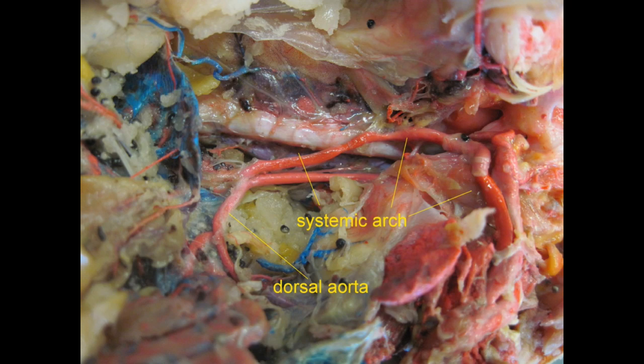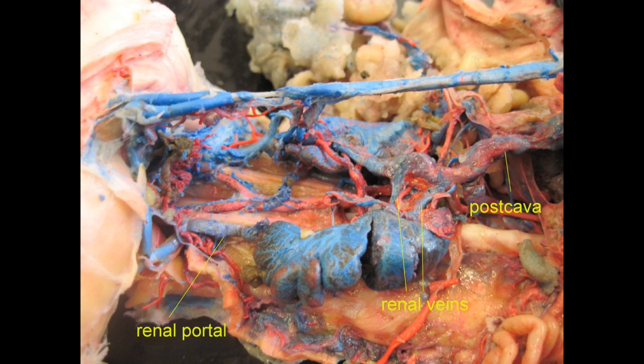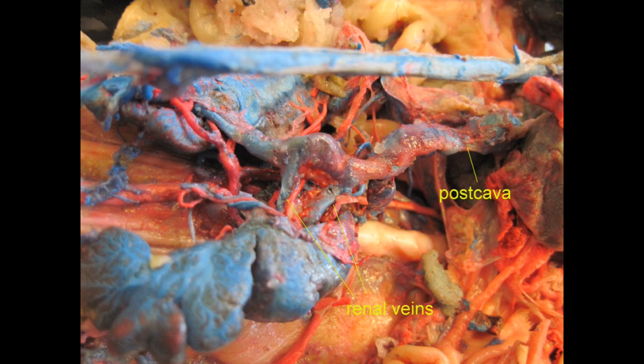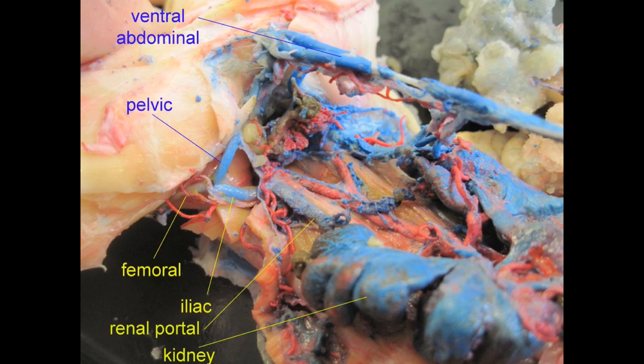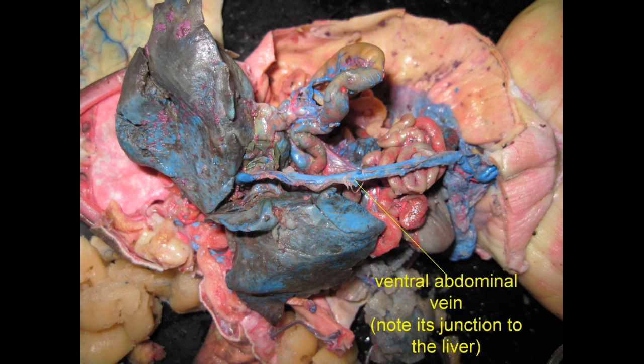In the capillaries in the leg, gas exchange occurs, and the deoxygenated blood then travels through the femoral vein to the iliac vein, at which point there are two possibilities. The blood could travel through the ventral abdominal vein to the hepatic vein to the sinus venosus, or it could travel to the renal portal vein to the kidneys, which then drain into renal veins into the inferior vena cava to the sinus venosus.